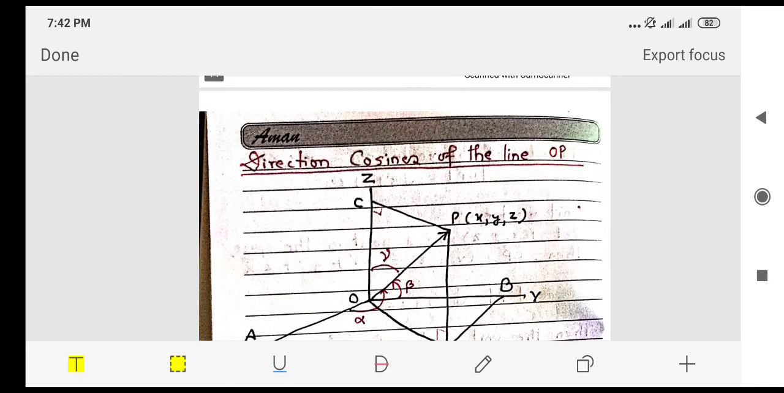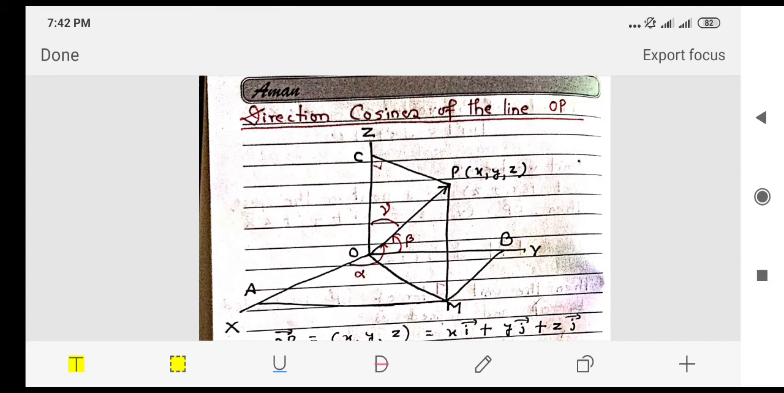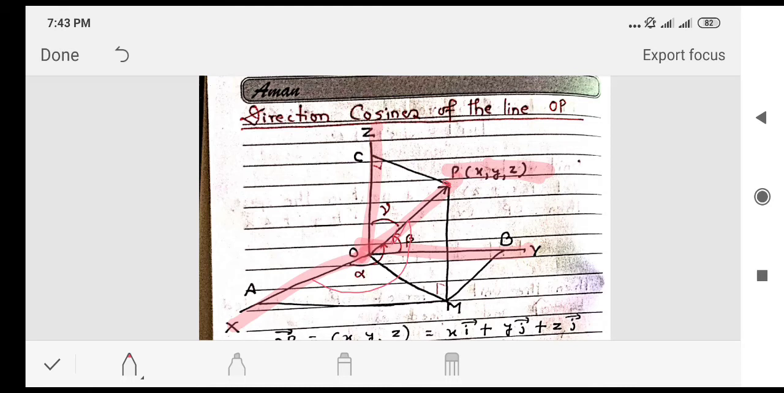Now, direction cosines of the line OP. We can see one three-dimensional vector is given to us, P(x, y, z). Here is the x-axis, here is the y-axis and here is the z-axis, and the OP vector is any three-dimensional vector whose coordinate is given by P(x, y, z). Now you can see, my dear friends, this OP vector is making an angle alpha in the positive direction, as you can see in the figure.